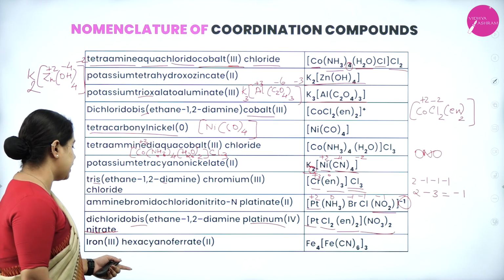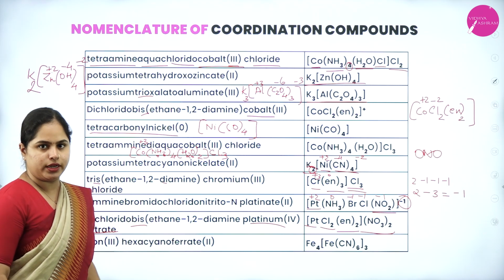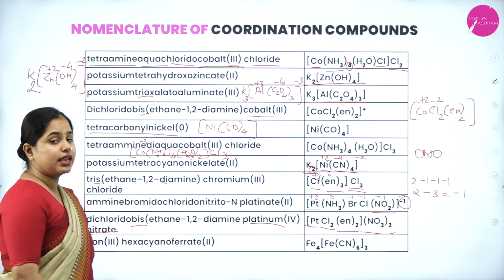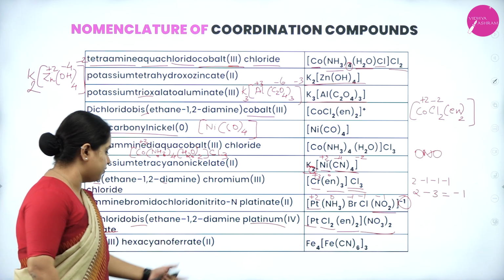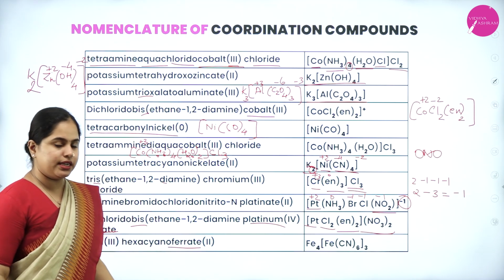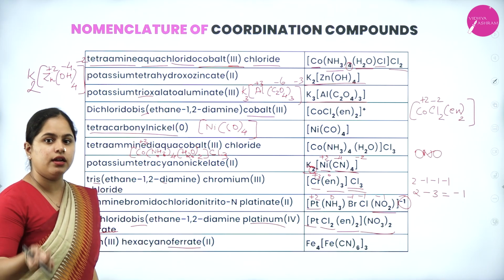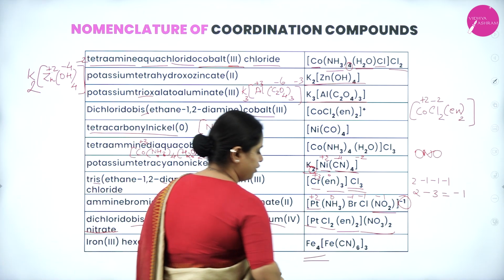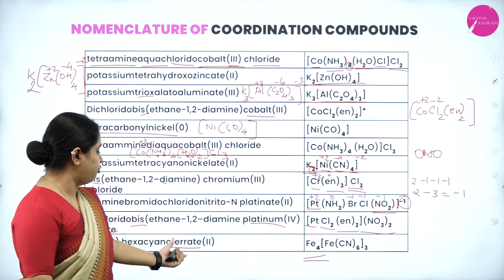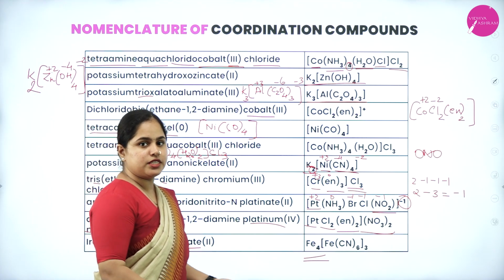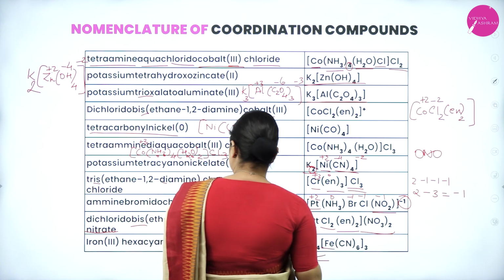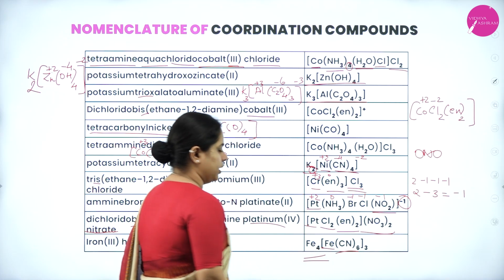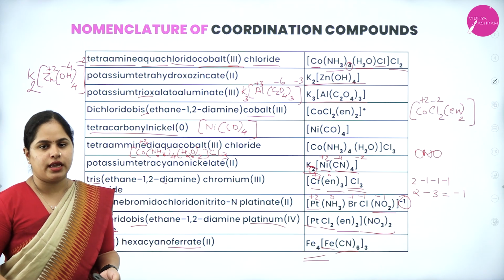Last one is iron(III) hexacyanoferrate(II). Iron(III) is given, right? So iron is given as iron and the ferrate is given here. That means this first ion you can see here is actually the counter ion, so that is shown here as Fe. The ferrate is the central metal atom Fe, and how many are there? Hexacyano, so CN6 is given here. So this is how you have to calculate.